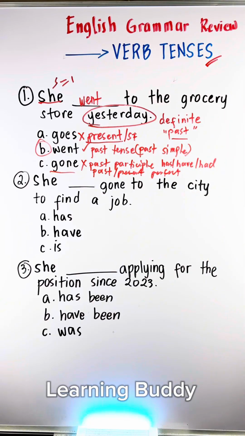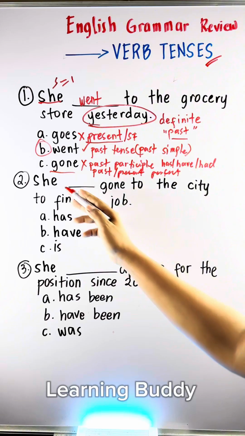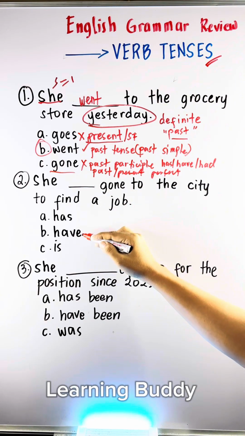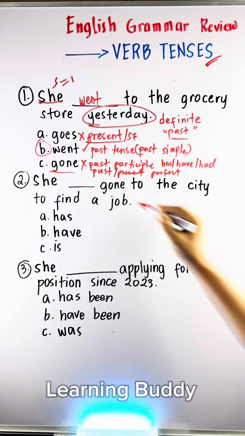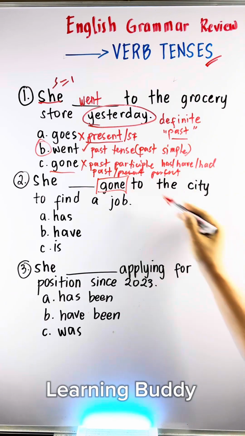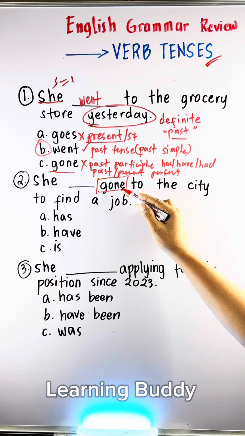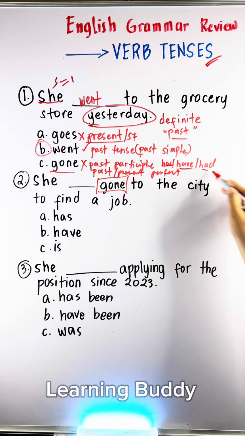Next, let's have number 2. She blank gone to the city to find a job. Is it has, have, or is? One sounds awkward, right? Remember the clue, gone. Again, as we've said, that is called the past participle of the word go.